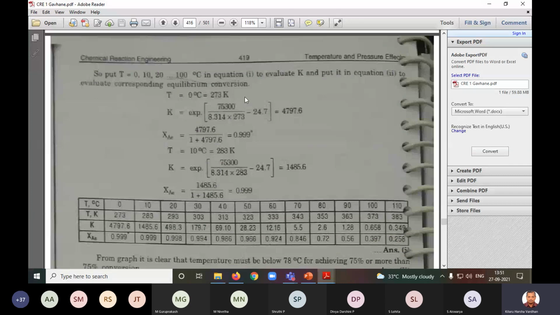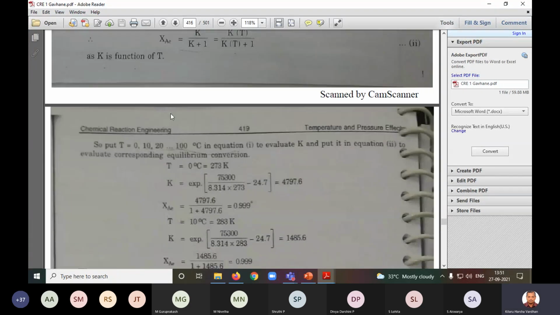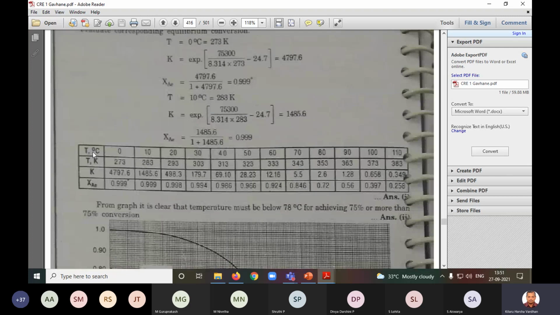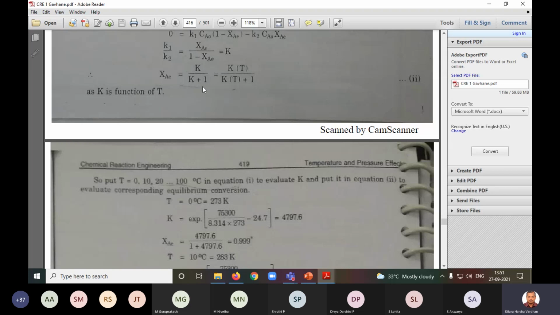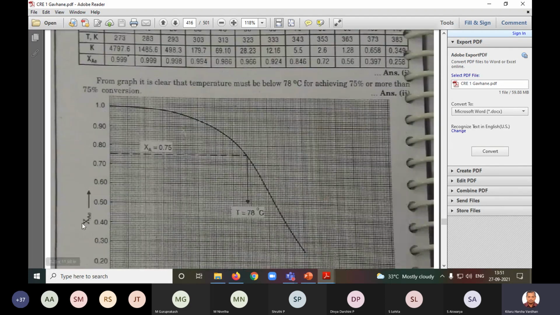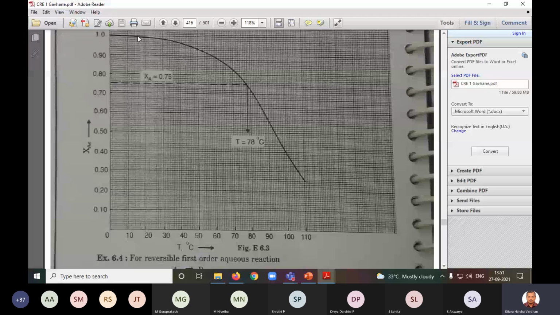K is this particular thing. Substitute the temperature, you get a K. K you substitute here and then calculate XAE. So at T, convert to Kelvin, you can calculate K by using this particular formula. Then once you calculate K, XAE you can put, because XAE is K by K plus 1. So you get that. Then draw XAE versus T. Then it goes down. This itself indicates that it is an exothermic process, because for an exothermic process, as the temperature increases, your equilibrium conversion will come down.